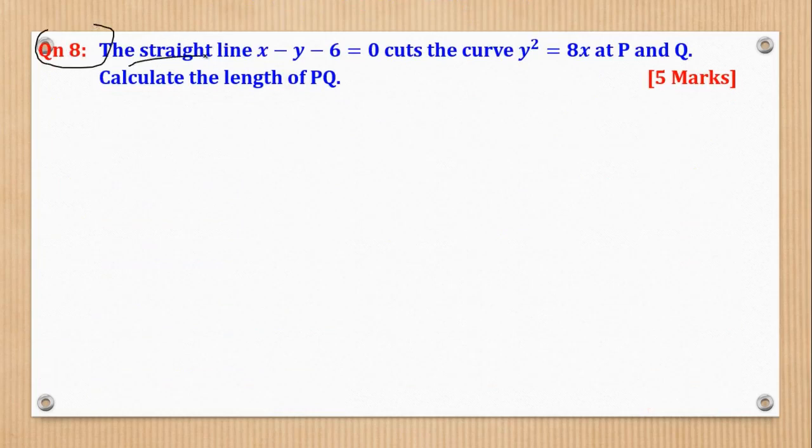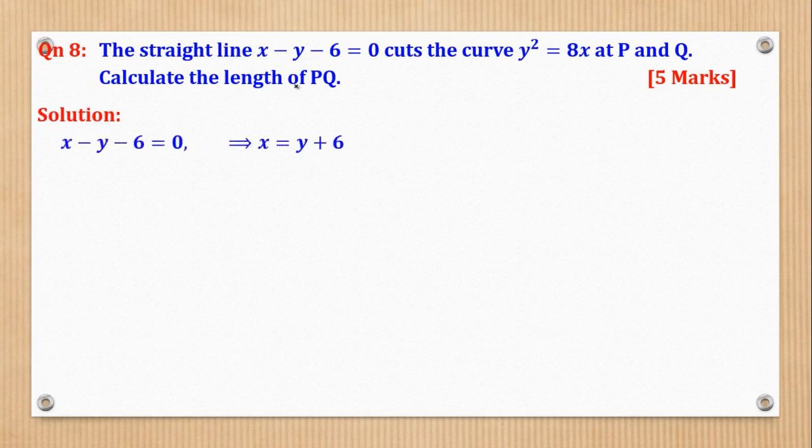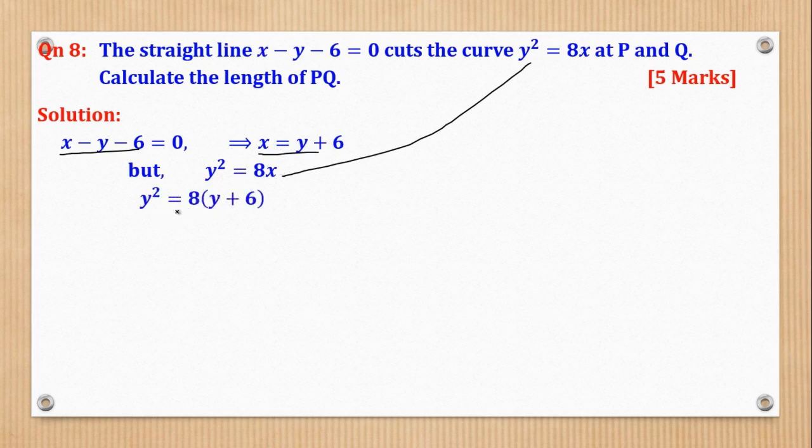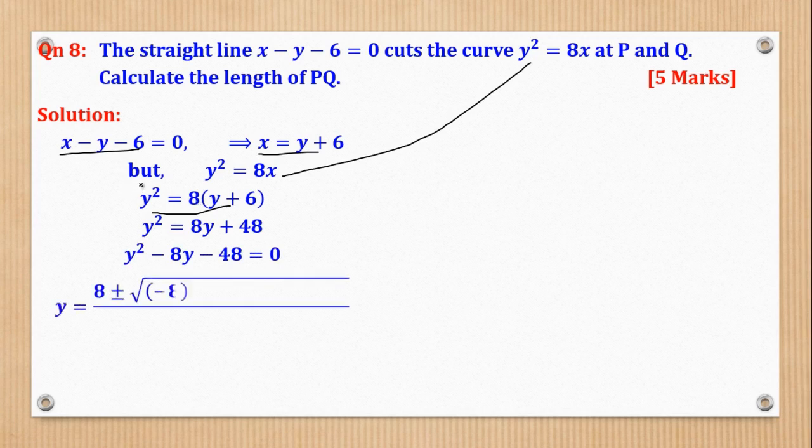Question 8 says the straight line this cuts the curve this at P and Q. Calculate the length PQ. So you have to first get the points of intersection. So for this straight line, x is that. We are going to use the substitution method. Then from this curve, come and substitute for x. Then open brackets. Rearrange and get a quadratic which you can solve.